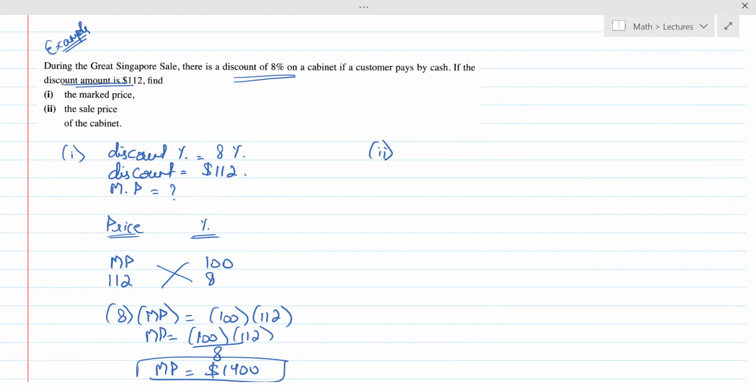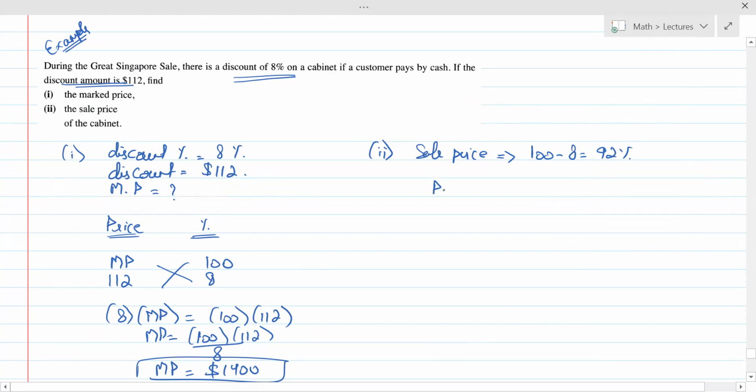So the mark price, the discount is 8% here. So the sale price would be representing 100 minus 8, which is 92%. So using the ratio method, we have the price against percentage. Mark price is 1400, which represents 100%. Sale price is something we need to find, so we are keeping this as X, which represents 92%.